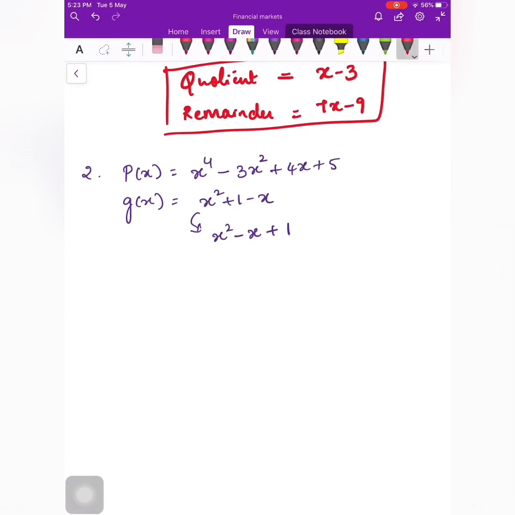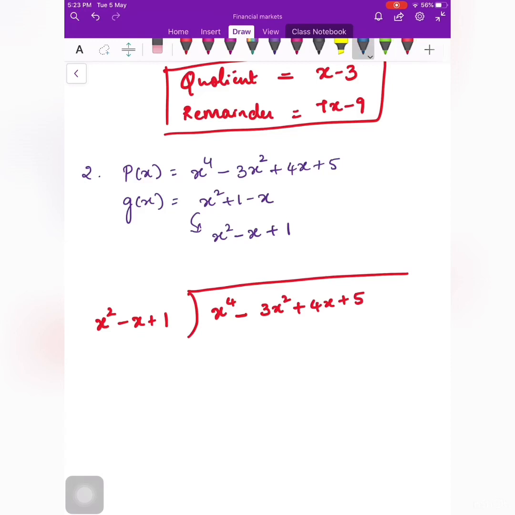So now let us divide the polynomial p of x by g of x. So p of x is x raised to 4 minus 3x square plus 4x plus 5. Now g of x, which is the divisor, I'm going to write down here, plus 1. Now you see here, this term is x4 and this first term is x square. If you multiply x square with another x square, you're going to get the x raised to 4 term, because x square into x square will give you x raised to 4.